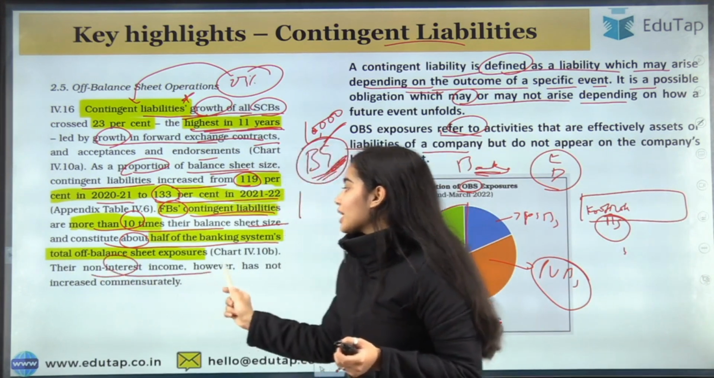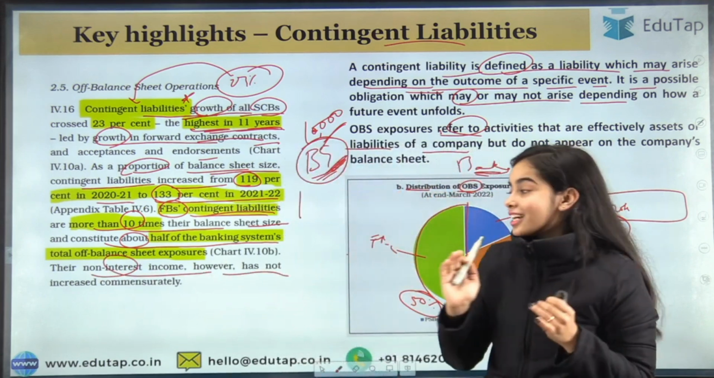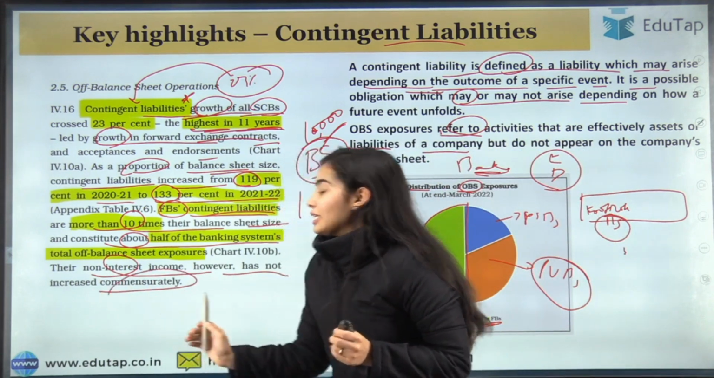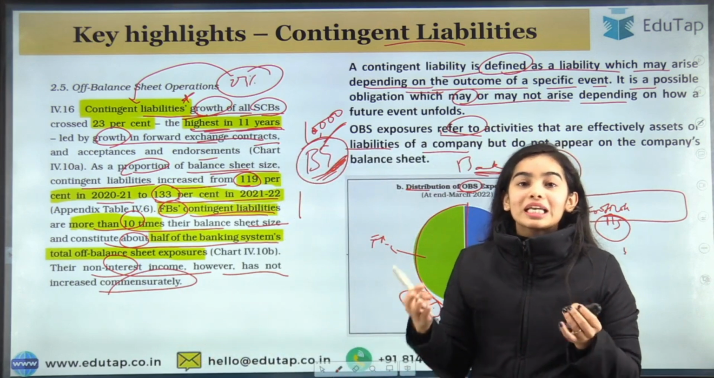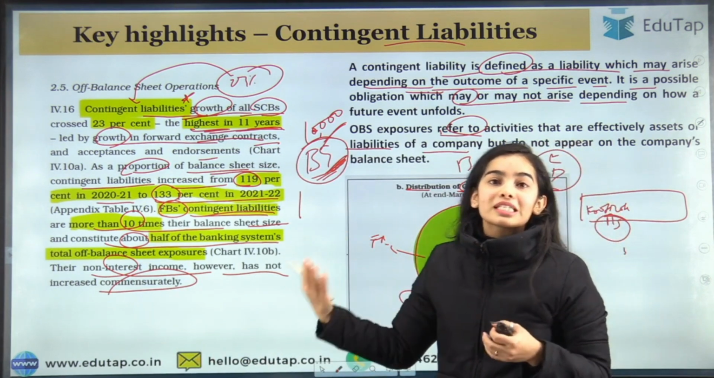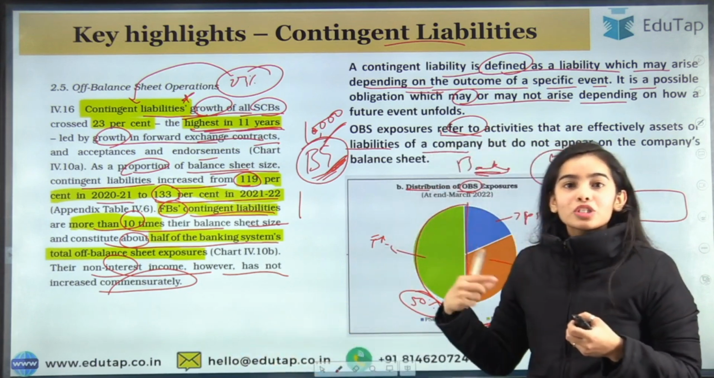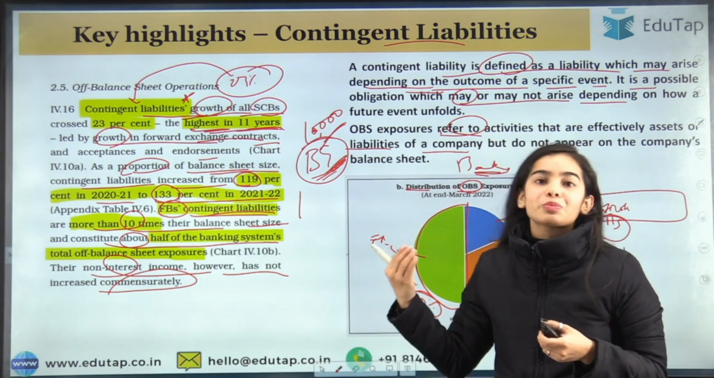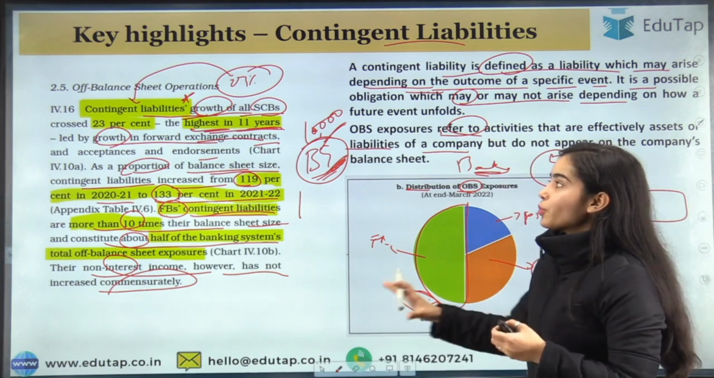Their non-interest income, however, has not increased commensurately. So it has not increased much. Even though they are involved in those contingent liabilities, still their non-interest income is not very much. Okay, the most income that they are getting is from the interest payments only from the loans. So I hope you have understood this.